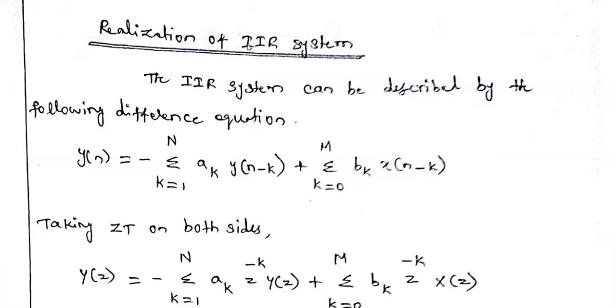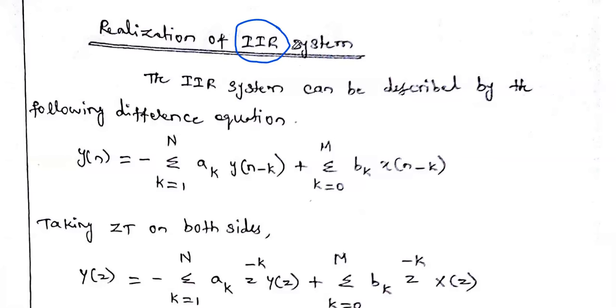Okay, this realization of IIR system is under Unit 2, design of IIR system and realization. So first, we have to discuss how to realize this IIR system. First, what is meant by IIR? IIR means infinite impulse response system.